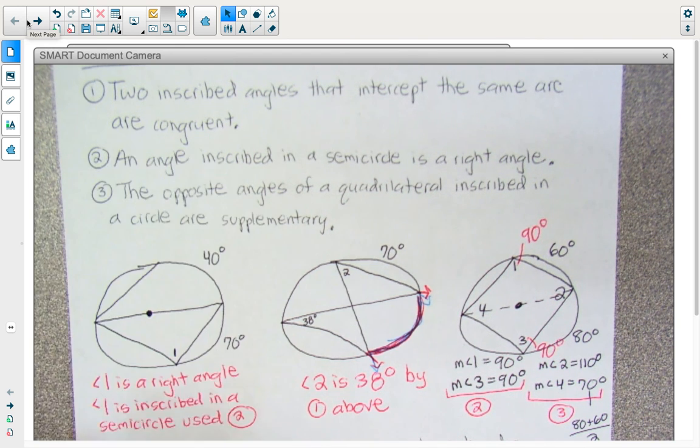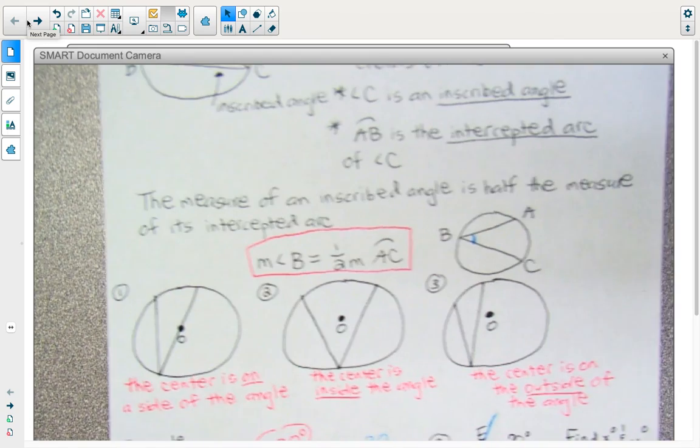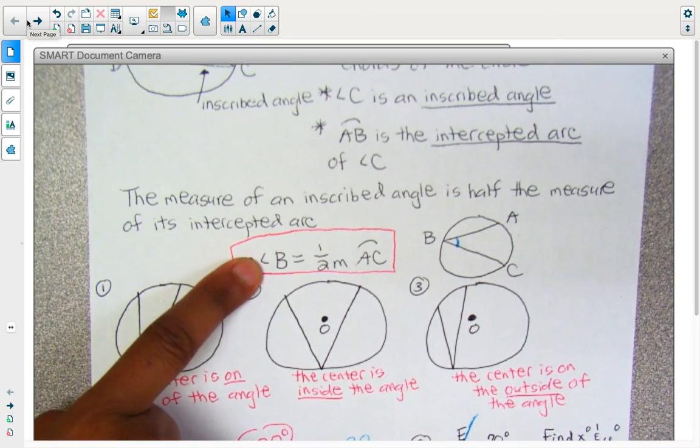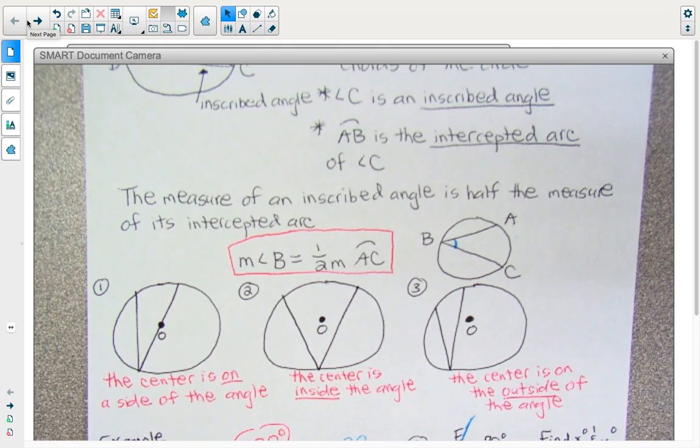So these are just some follow-ups. They may not come up too often, just follow-ups based off of the theorem that we had. The most important part for this lesson that you need to remember is that the measure of the inscribed angle is equal to half of the intercepted arc.